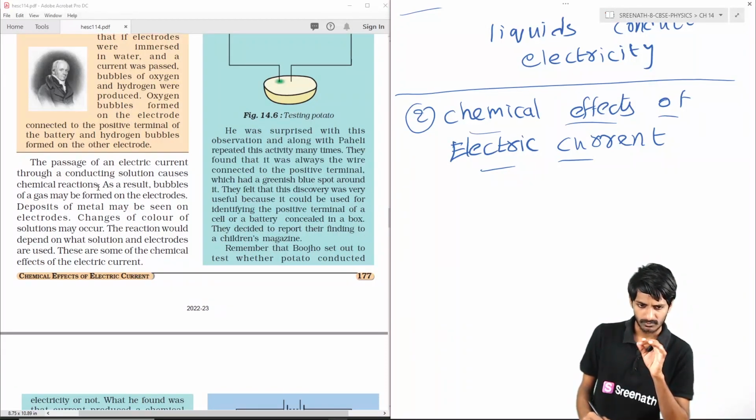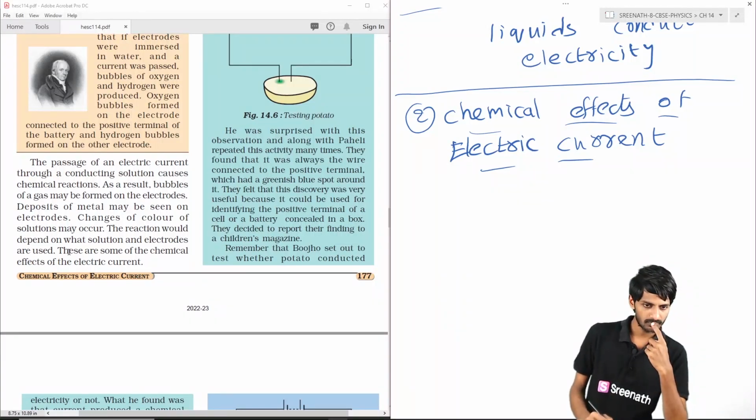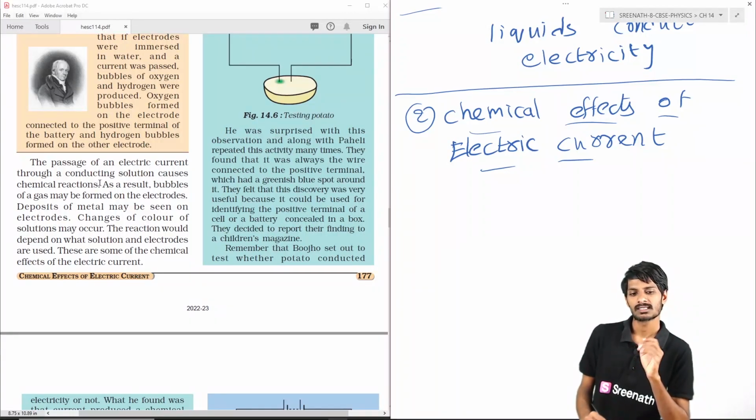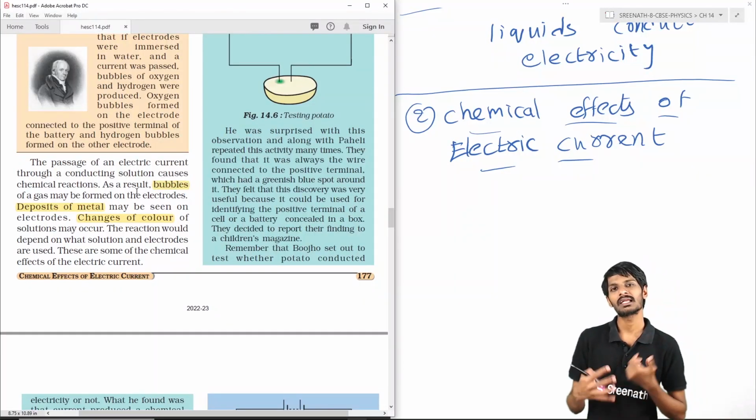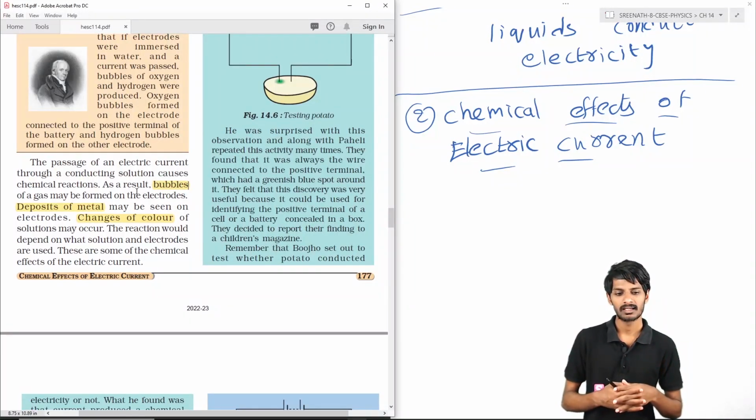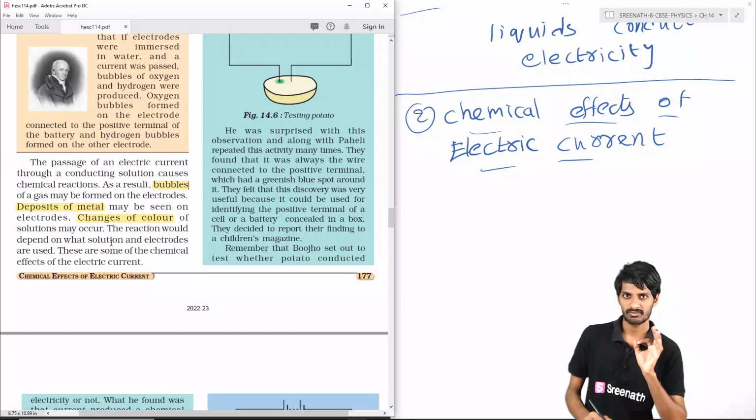So deposits of metal may be seen on the electrodes. If you see near the electrodes, some metal deposits also occur, and the color of the solution also changes. So these are the things: change of color, deposits of metals, bubbles. These are the chemical effects of the electric current, students.